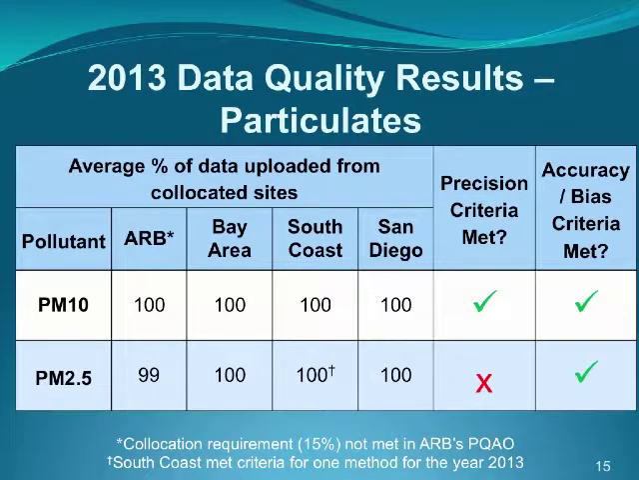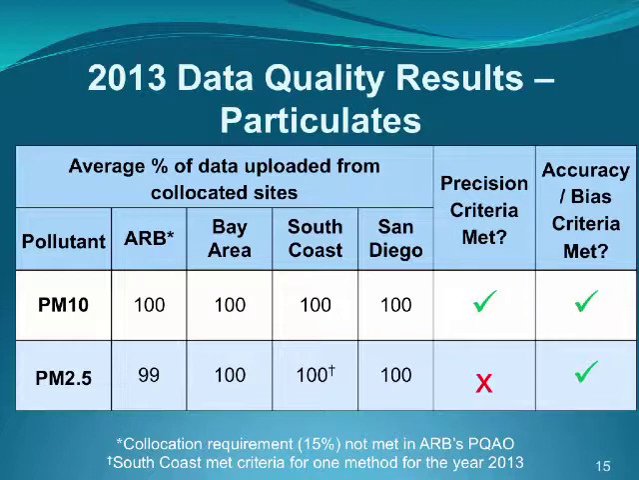So we're now looking at the results for PM. I want to point out that ARB is not meeting the co-location requirement, so this is based on information on the co-located sites that we have out in the field. As you can see for PM10, information is being uploaded, and we are meeting the precision criteria and the accuracy and bias criteria for PM10. But for PM2.5, you can see that ARB's Bay Area and San Diego are having difficulties meeting precision criteria, but we are meeting the accuracy and bias criteria for PM2.5.